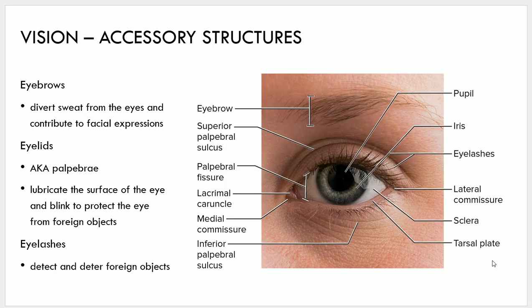Some accessory structures that help protect the eye. So we have eyebrows, eyelids, and eyelashes. All of these help the eye from getting scratched. Eyebrows are going to help prevent sweat from dripping into your eye. Eyelids, also called palpebra. Know that, you will be asked. They keep the eye moist. And blinking helps protect the eyes from foreign objects.